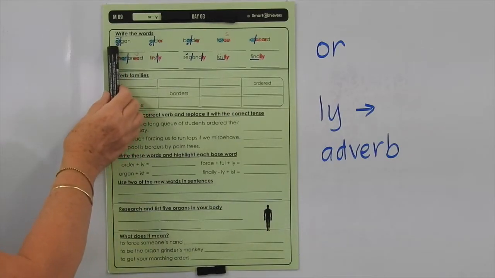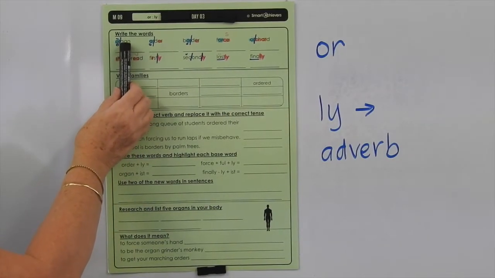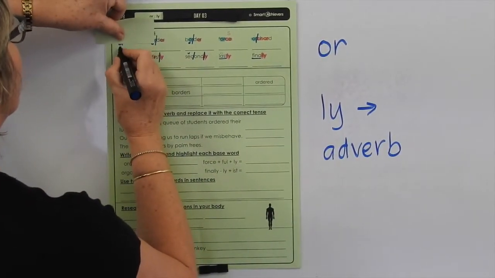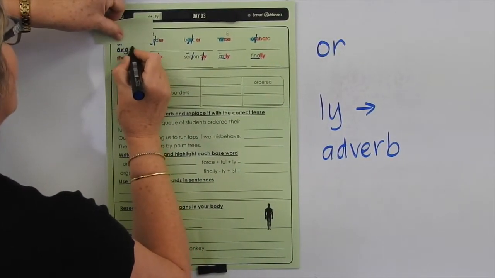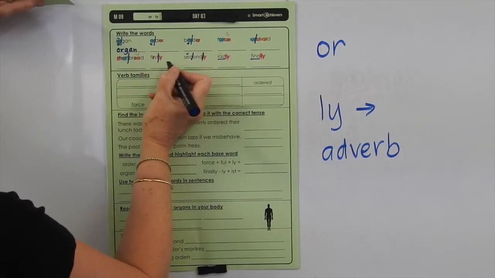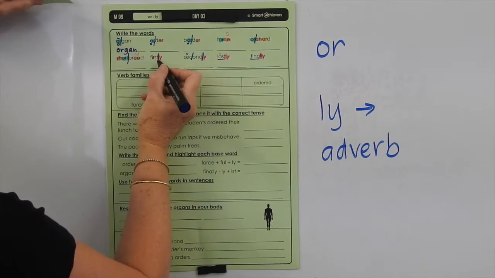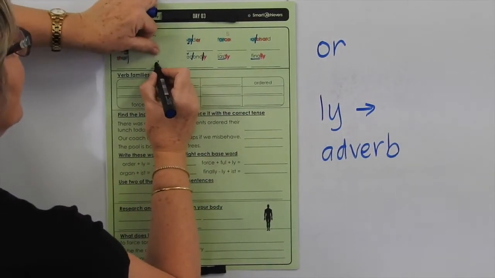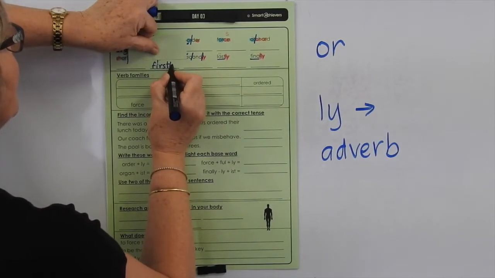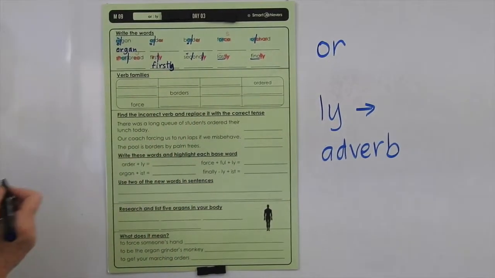So you've got organ, O-R-G-A-N. Cover it over, O-R-G-A-N. And down here you go firstly, F-I-R-S-T-L-Y. Cover it, write it, and check it. And if you make a mistake, rub it out and do it again.